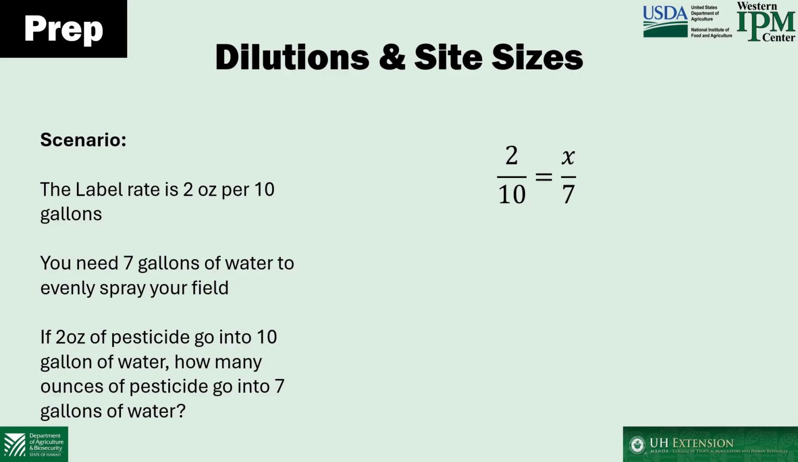But we know we need to get ounces for 7 gallons because our output is 7 gallons. So we have our X up there, our unknown number. That's where that comes from, right? We need to know how many ounces to mix in our tank for 7 gallons to spray our field. So we do our cross multiplication thing.